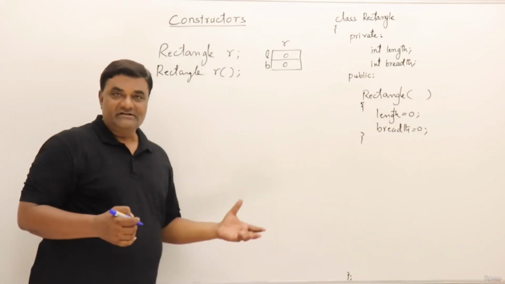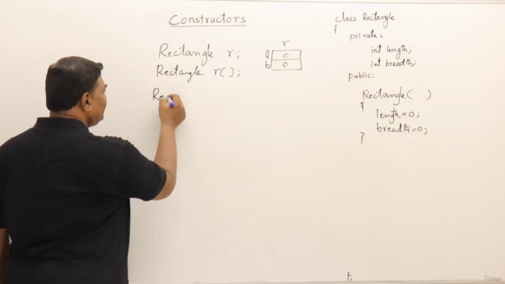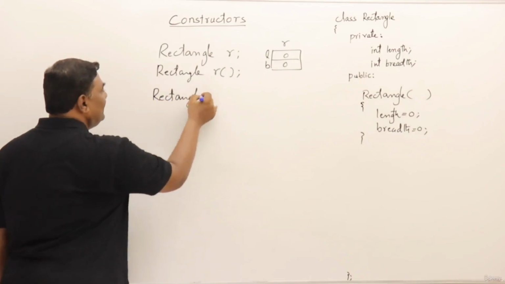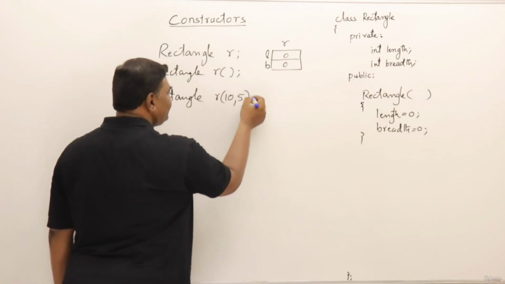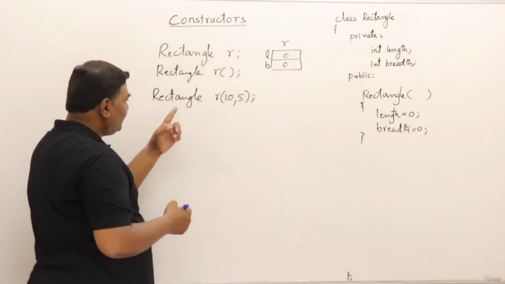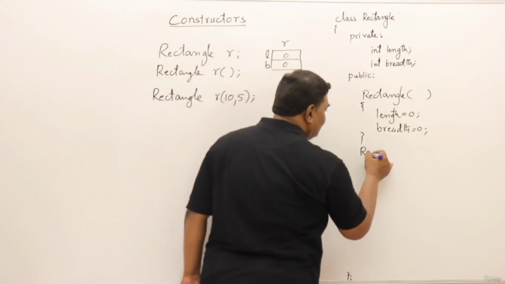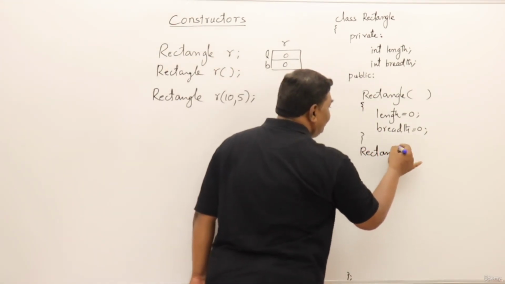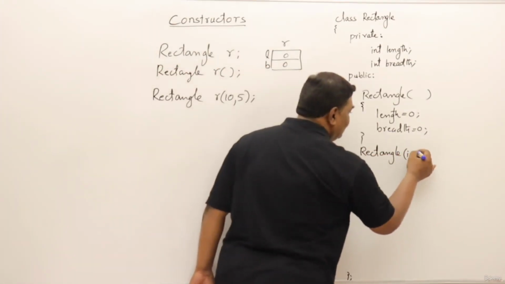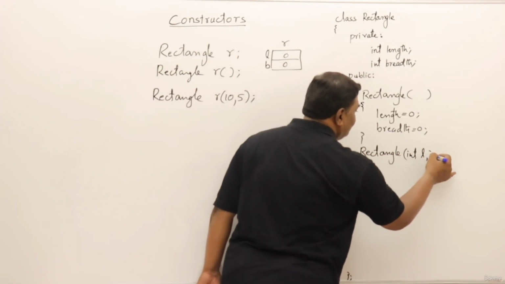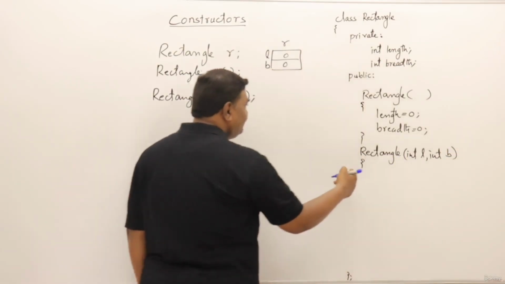Now I will write one more constructor which will take the parameters. For that, first of all, I will create an object. Suppose I want to create an object rectangle. I am using the same name R, and I want to set length as 10 and breadth as 5. So I need one constructor here which should take length and breadth. So the function name is rectangle, which is taking length and breadth. Then it will set length as L and breadth as B.